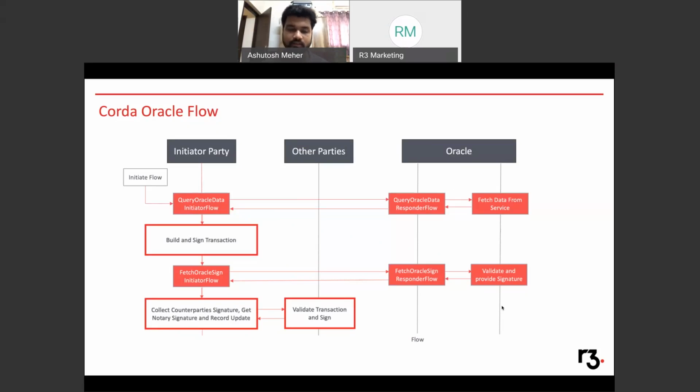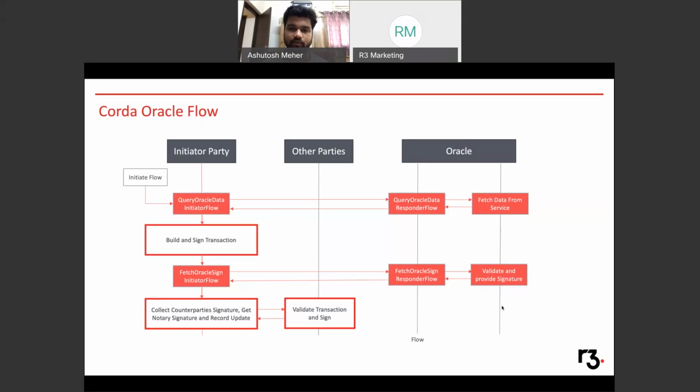He'll sign the transaction and send it back to the initiator. So now you have a transaction which has both the Oracle data, which is from the Oracle, and that data is signed by the Oracle. Now you can do all your other stuff like whatever we have been talking about in the flows, right?